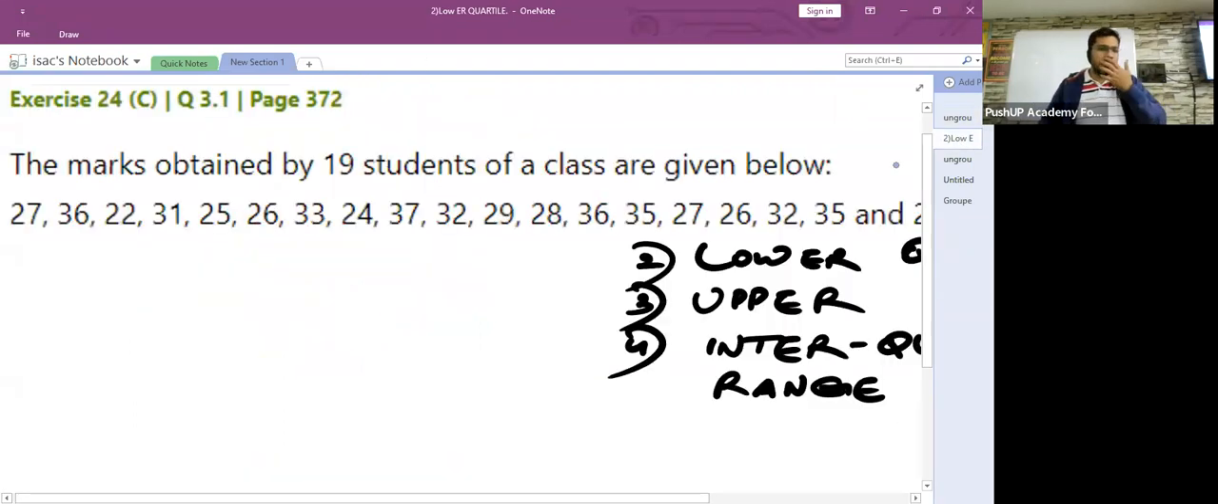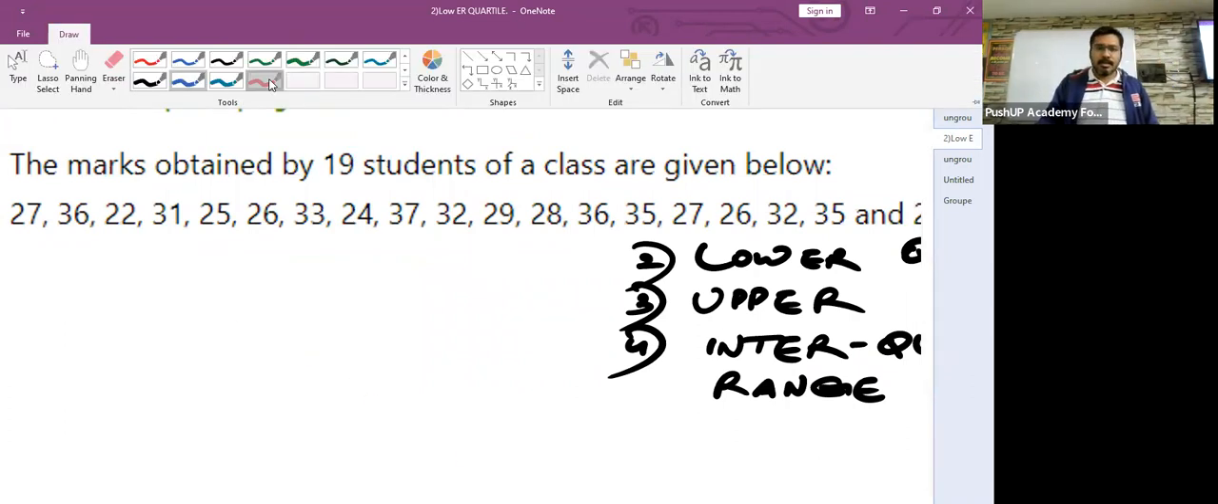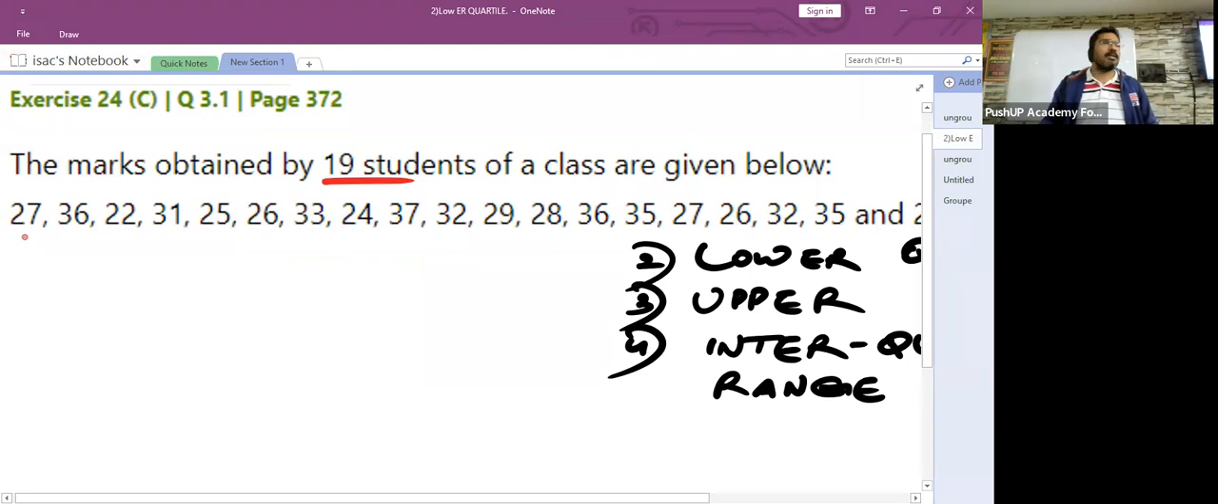Let's start with the second question. The marks obtained by 19 students of a class are given below. Children, this time how many students are there in the class? 19 students are there, and the marks obtained by these 19 students are given to you. The first child is getting 27.